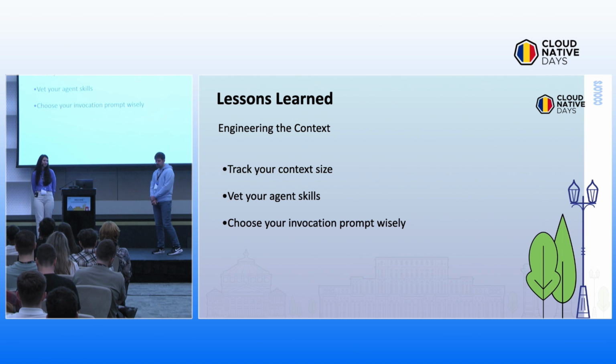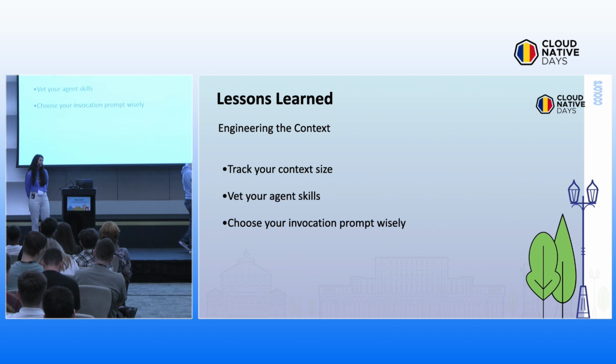Then you have to vet your agent skills. Like this example uses OpenClaw, and a recent study actually showed that about 20% of all ready-made agent skills on the internet for OpenClaw are actually malicious. They are designed to exfiltrate sensitive data from your environments. That's why it's really important to have your agent skills vetted by someone line by line. Like, you need to know what's in there.